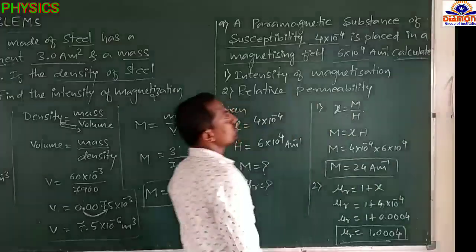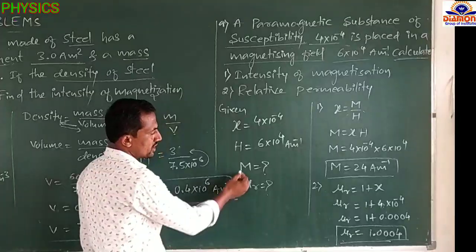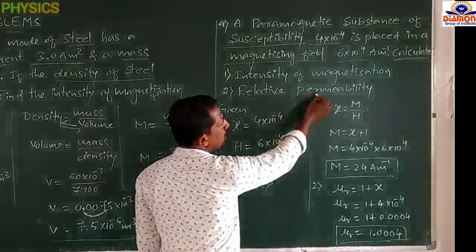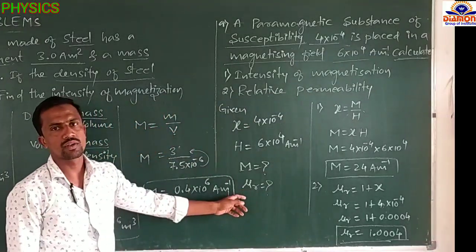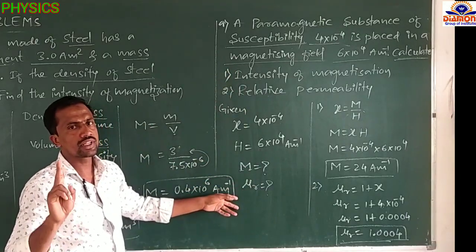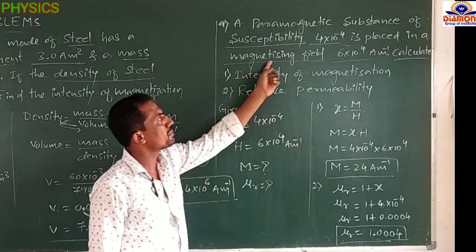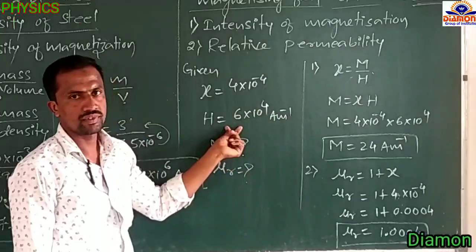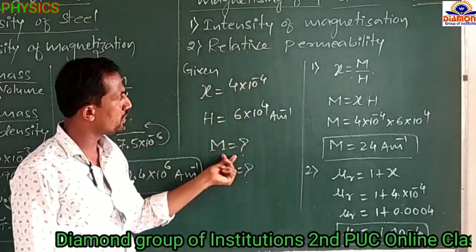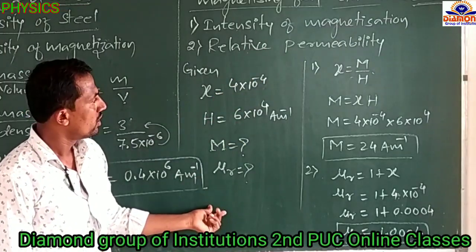We are calculating, first one is intensity of magnetization. Intensity of magnetization M equals question mark. Second one, relative permeability. Relative permeability mu r equals question mark. In this given problem, two values are given. One is susceptibility, we are writing here. Another one is magnetizing field, we are writing here. We are calculating two values: intensity of magnetization, M equals question mark, and relative permeability, mu r equals question mark.